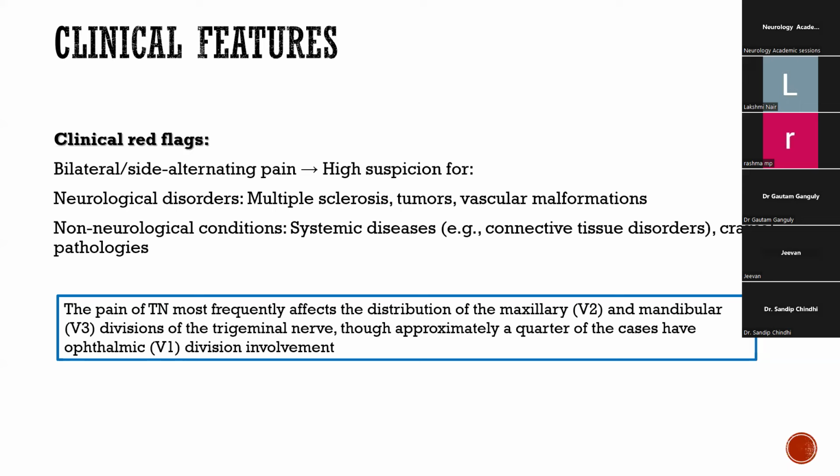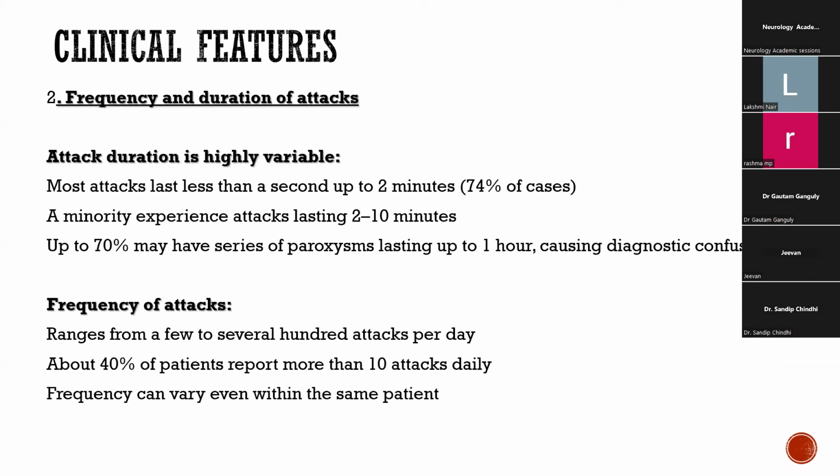The pain of trigeminal neuralgia most frequently affects the V2 as well as the V3 distribution rather than the V1 distribution. Coming to the frequency and duration of attacks: most attacks last less than a second up to 2 minutes, and a minority experience attacks lasting 2 to 10 minutes. But up to 70% may have series of paroxysms lasting up to 1 hour. Frequency ranges from a few to several hundred attacks per day, and about 40% of patients report more than 10 attacks daily.